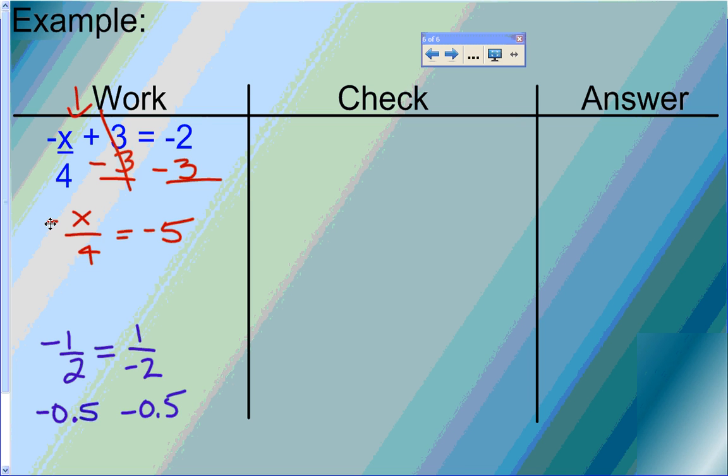So does it matter if I put the negative here or here? No. So I tried to confuse you by putting the negative on the x, but since they're the same thing, you have the power to put the negative on the 4. So now I ask you, what do I multiply both sides by? Negative 4 or positive 4? The answer is negative 4.